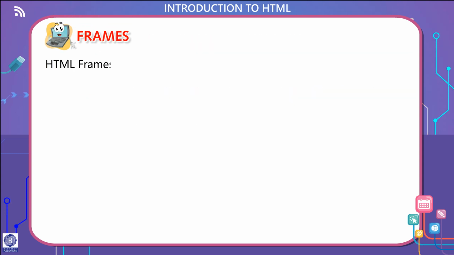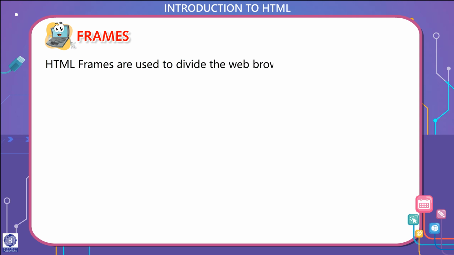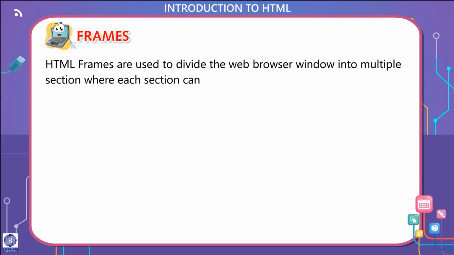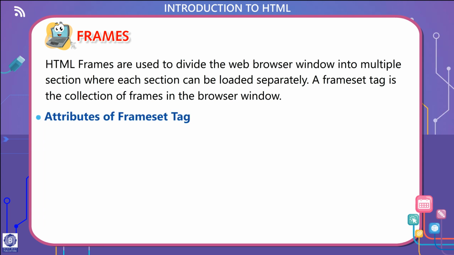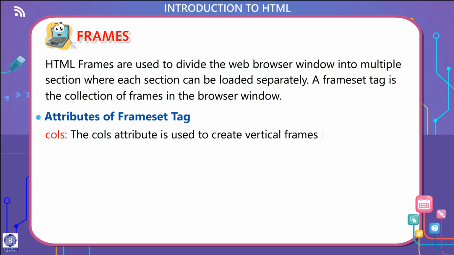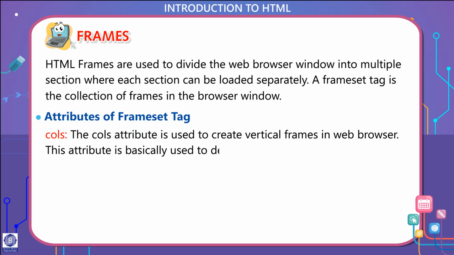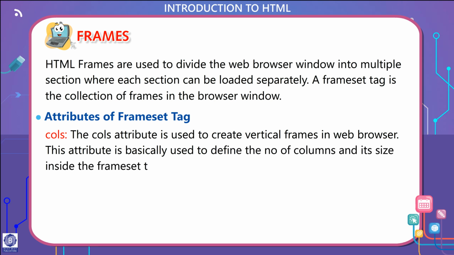Frames. HTML frames are used to divide the web browser window into multiple sections, where each section can be loaded separately. A frameset tag is the collection of frames in the browser window. Attributes of the frameset tag. Cols. The cols attribute is used to create vertical frames in the web browser. This attribute is basically used to define the number of columns and their size inside the frameset tag.